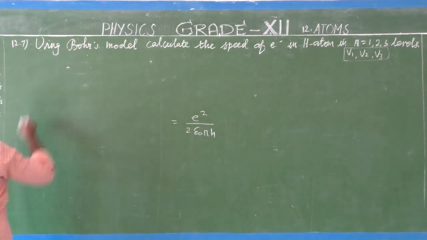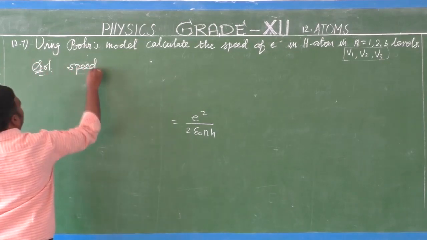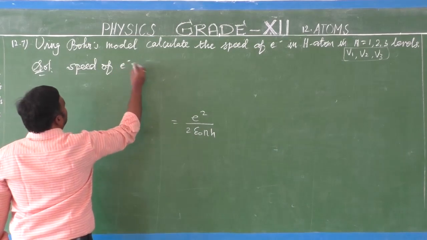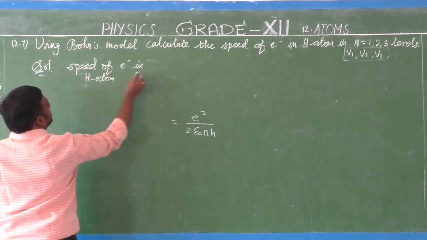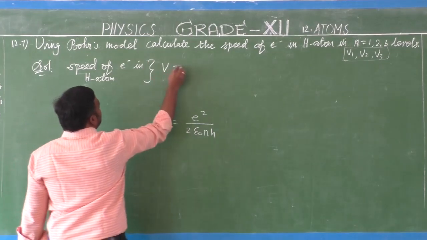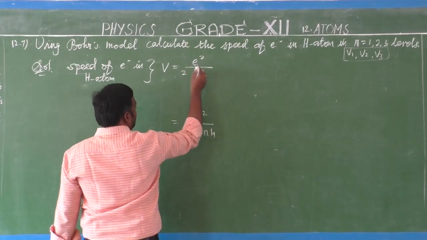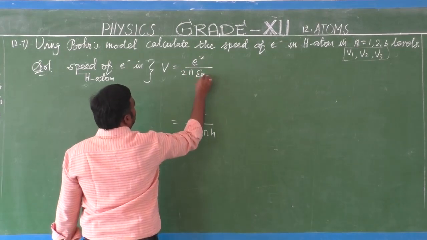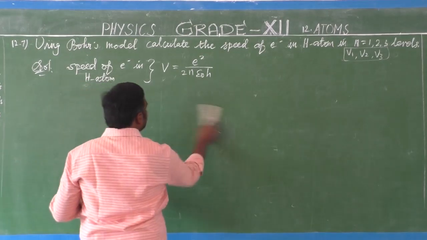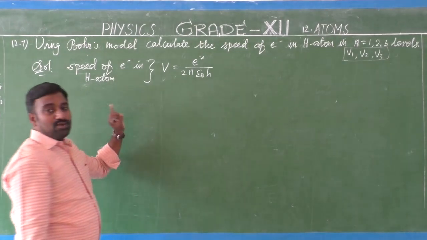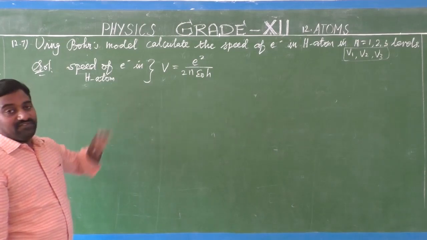So the speed of electron in hydrogen atom of Bohr model, that is v, is equal to, this is a common formula, e square by 2 n epsilon naught h. Okay, this is the formula. Here the three levels are when n is equal to 1, n is equal to 2, n is equal to 3. In each level, what are the different speeds?